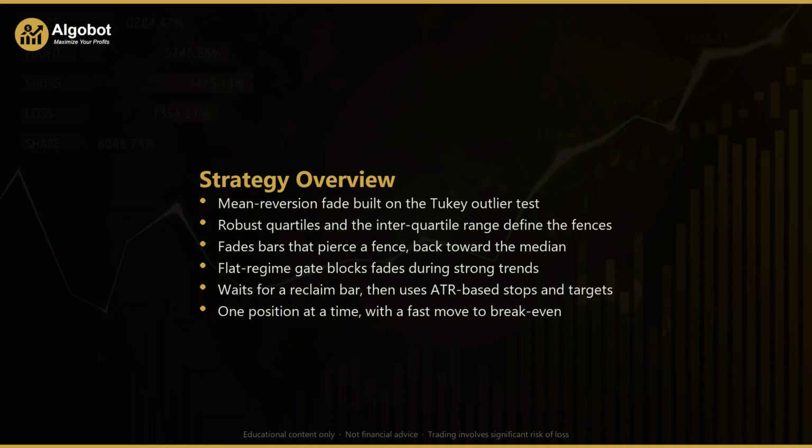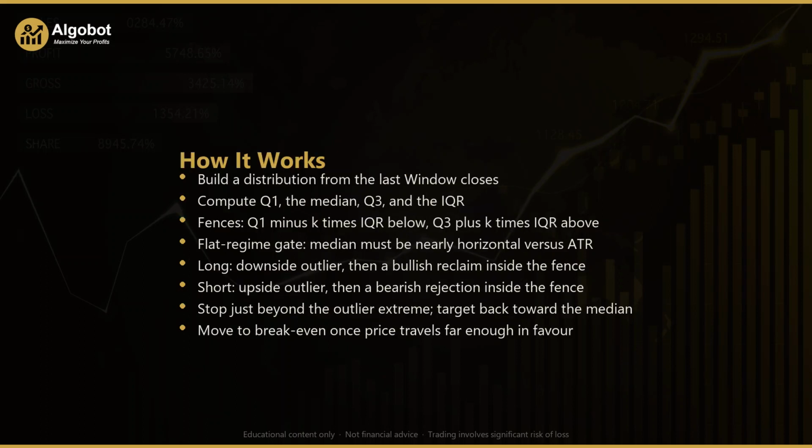Who is this style suited for from an educational standpoint? Traders who are curious about statistically grounded, counter-trend ideas and who prefer fewer, more selective signals over constant activity. Because robust fences fire rarely, this is a patient approach. Remember, though, mean reversion carries real risk. Losing trades happen, and no method removes that. This video is for learning only. Let's walk through the logic step by step, exactly as the code executes it.